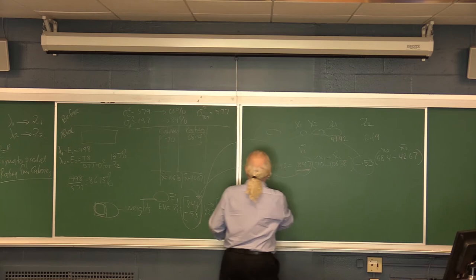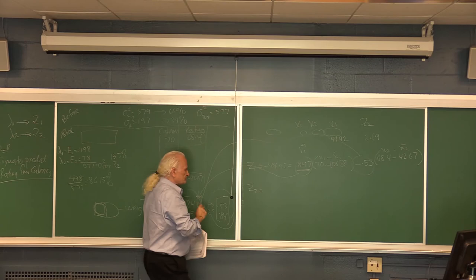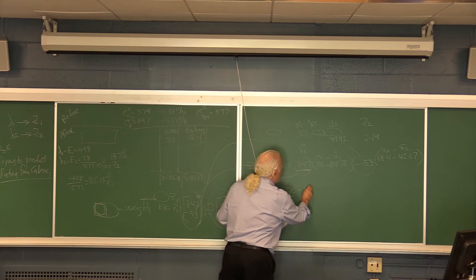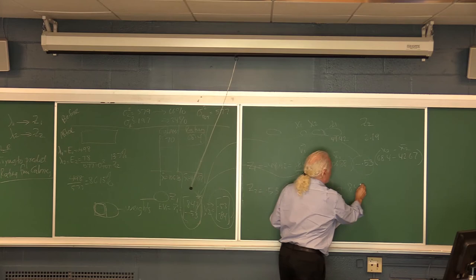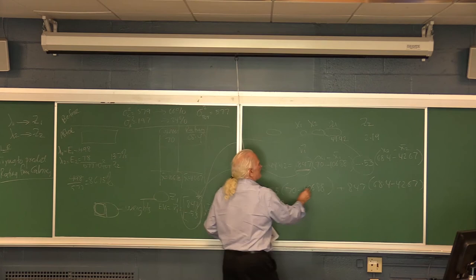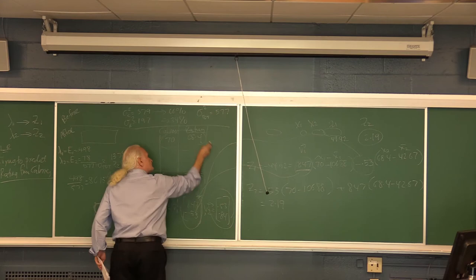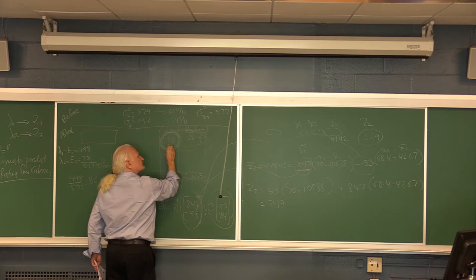Z2 is, you will now use these weights, because we do those with zero, right? So this will be 0.53 times 70 minus 106.88 plus 0.847 times 68.4 minus this. And this is the 2.19. That's this. So Z1 uses both of these numbers, and it takes a weight times this, and another weight times that, and you get this -45.